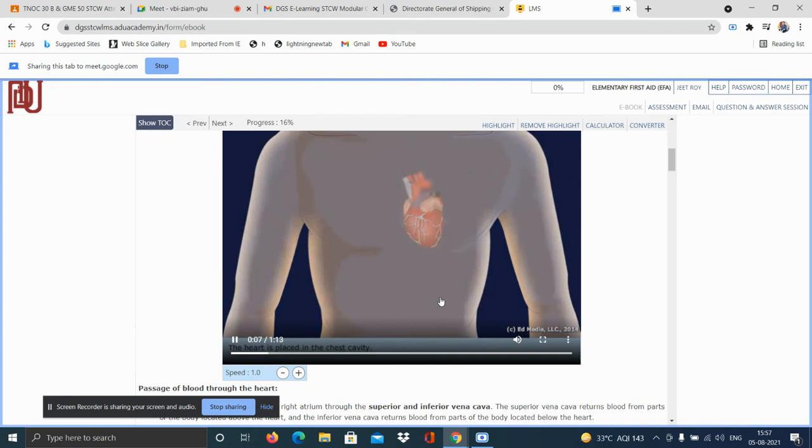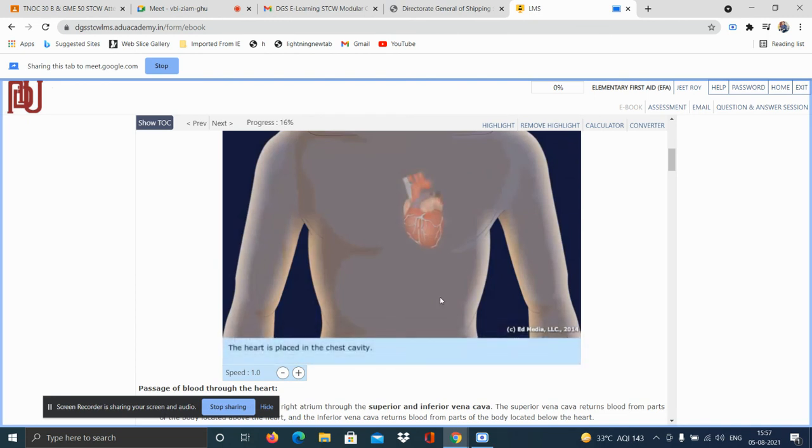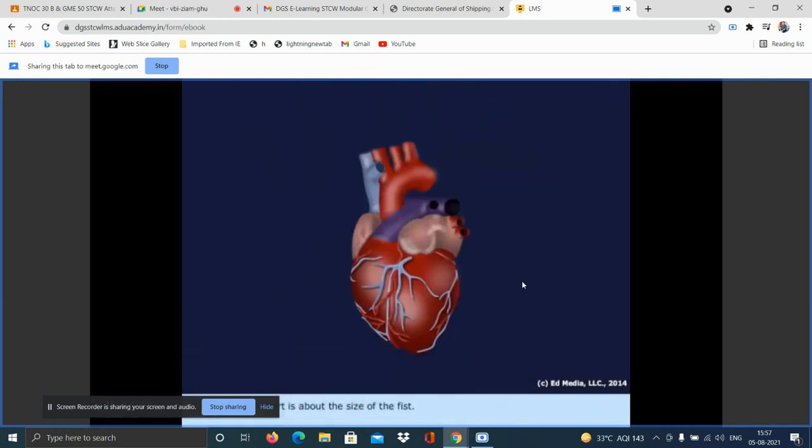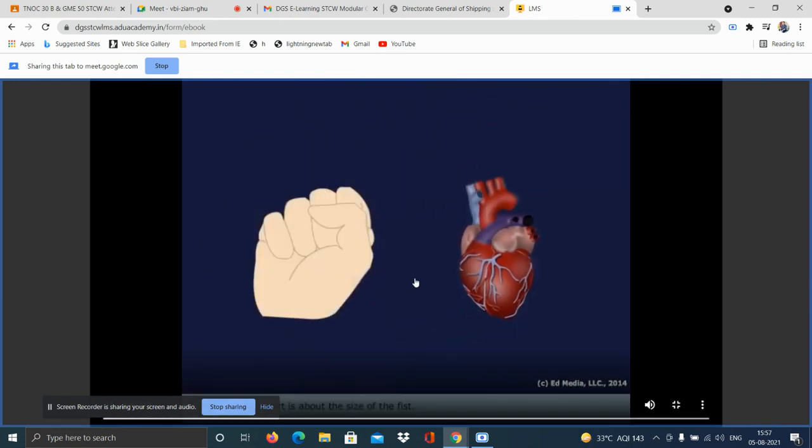The heart is placed in the chest cavity. The lower portion of the heart is tilted slightly towards the left. We can hear you, but we cannot see you. The size of the heart is about the size of a fist. This is a video I want you to play. Should I play it from the beginning? Yeah, but we cannot see you. Boys, can you see? Yes, ma'am. Okay, then why am I not able to see? Are you unable to see the video or something else? I can see. I am presenting it. No, you are presenting, but I cannot see.